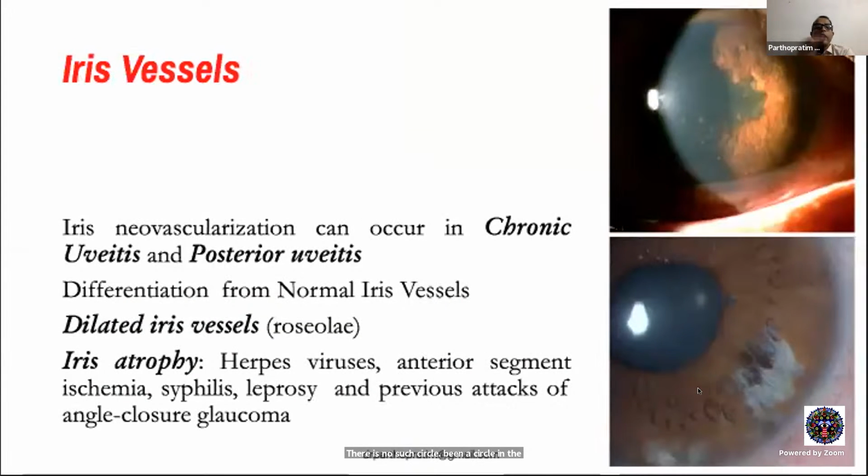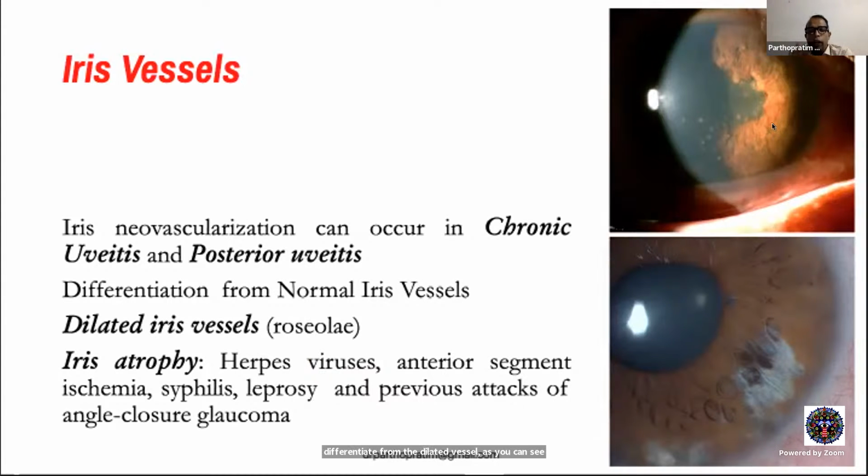Now, a few things when we are discussing the blood supply, you must remember. One is that iris neovascularization, also known as rubeosis iridis, can occur particularly in chronic inflammation and posterior uveitis, particularly when retinal perfusion is compromised. Now, these new iris vessels sometimes may be difficult to differentiate from dilated vessels. As you can see here, these are abnormal iris vessels.